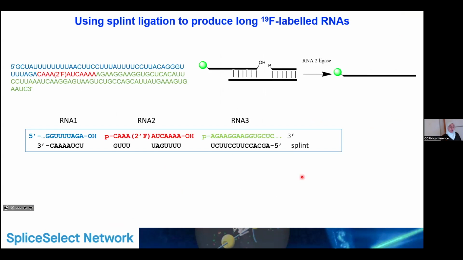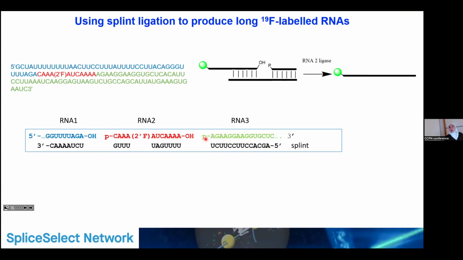What's splinted ligation? Instead of ordering this beast here, you split it into 3, the blue, the red, and the green here. And then you need a splint, which is an RNA whose sequence has to be complementary to the end of RNA1, RNA2, and the beginning of RNA3.